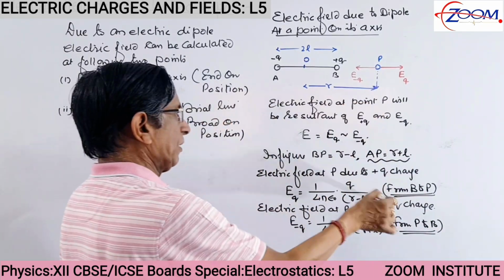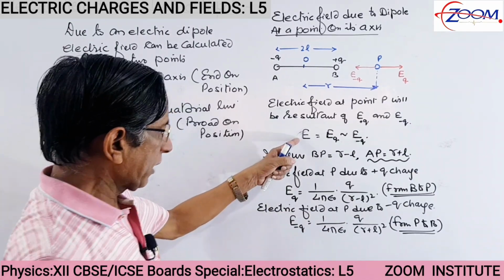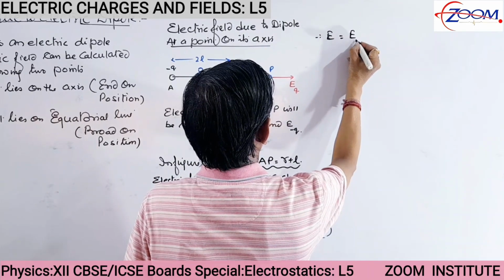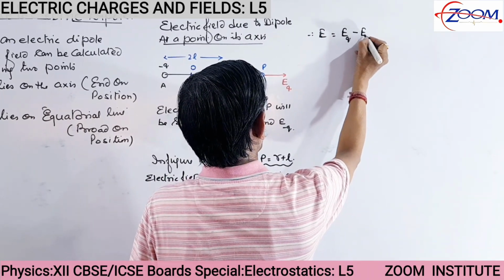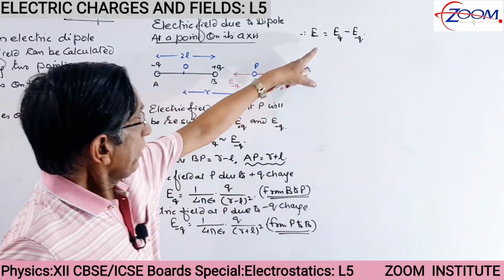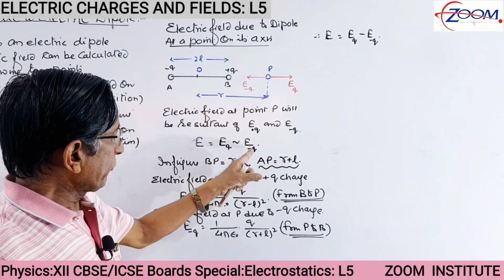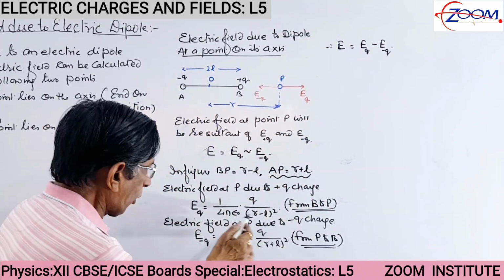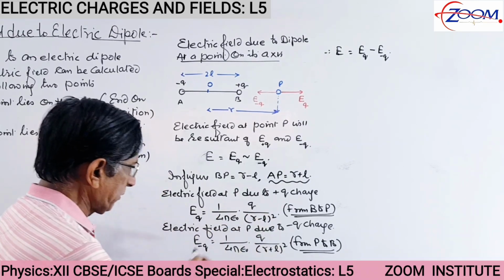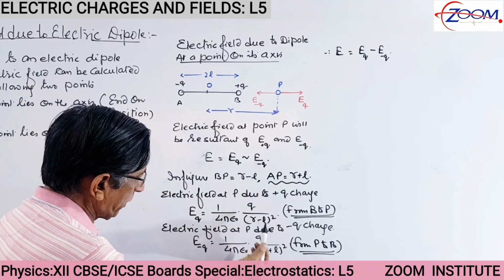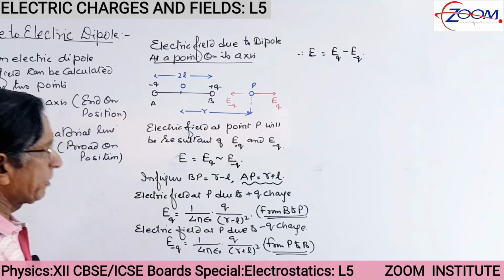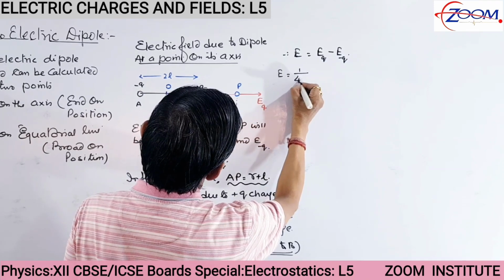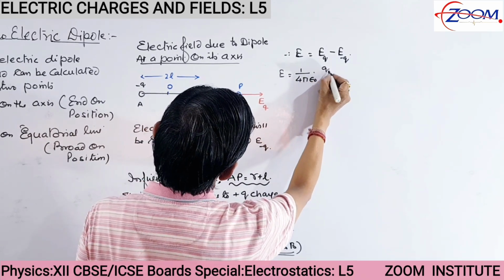So already I have written the two electric fields are opposite in direction. Therefore, E is equal to EQ minus E minus Q. Here I have written EQ, difference E minus Q, but now I am using EQ minus E minus Q. Why? Because I am seeing EQ is greater than E minus Q, because its denominator is smaller than the denominator of the second term.